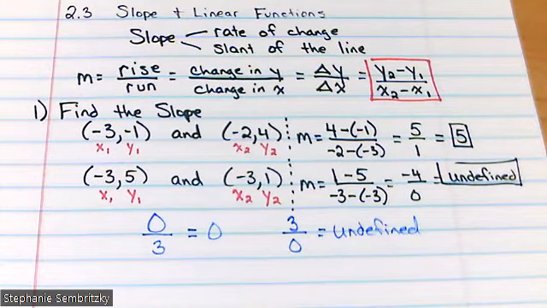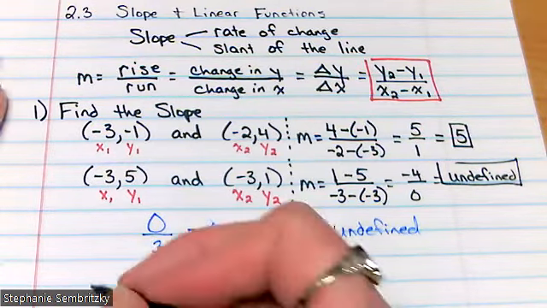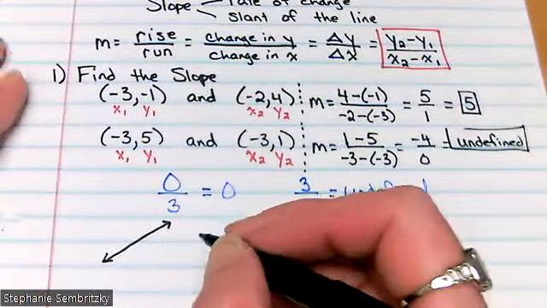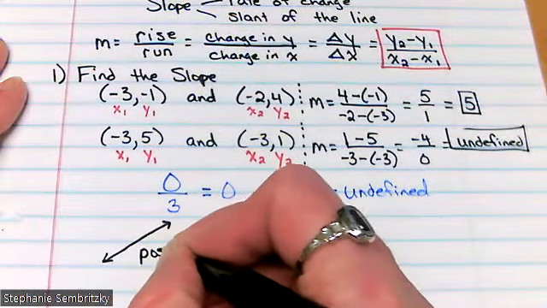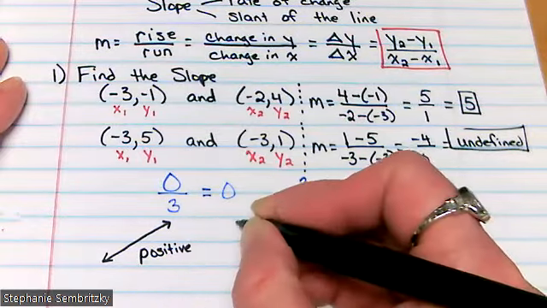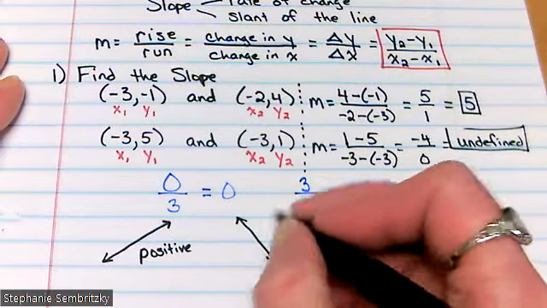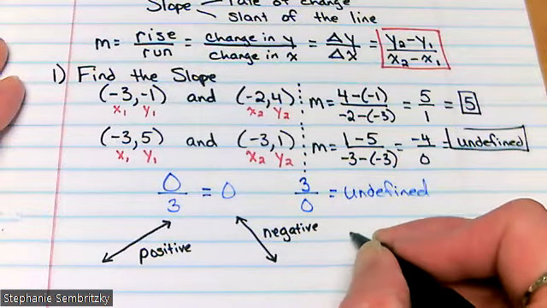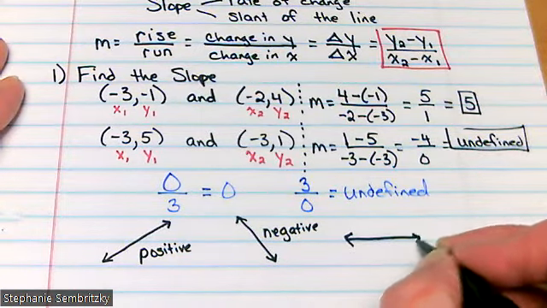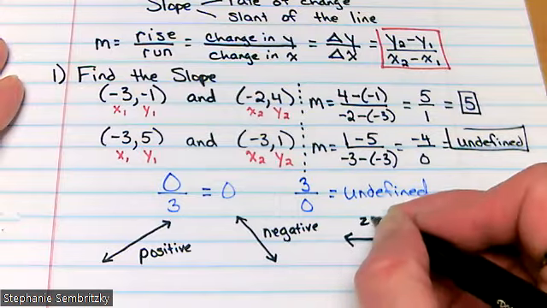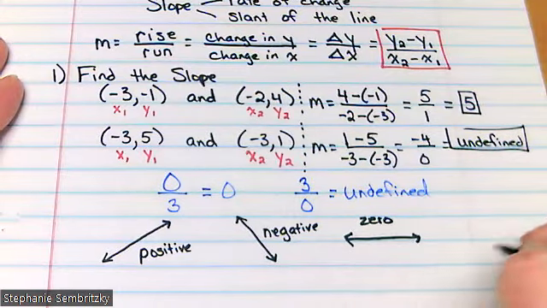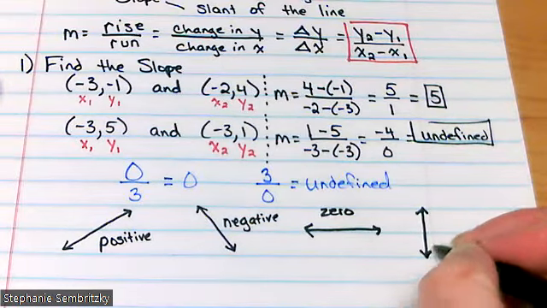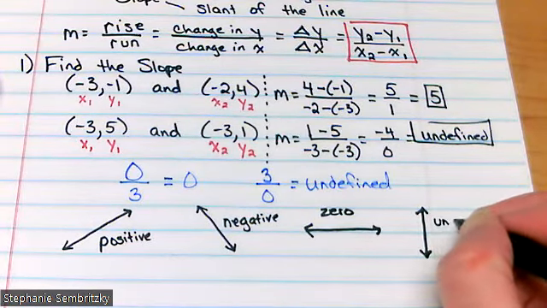Okay, now if we think about it graphically, if your line is going up, increasing, that's a positive slope. If it's going down, that's a negative slope. If it's straight across, that's a 0 slope. It's not rising or falling. But undefined would mean it is a vertical line.